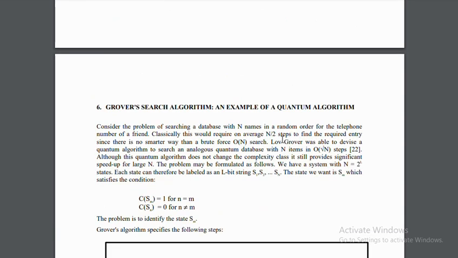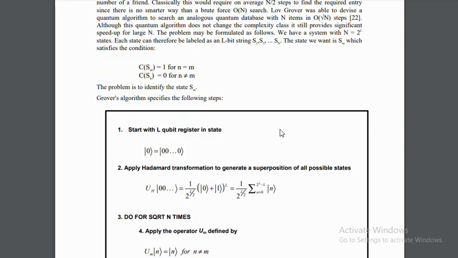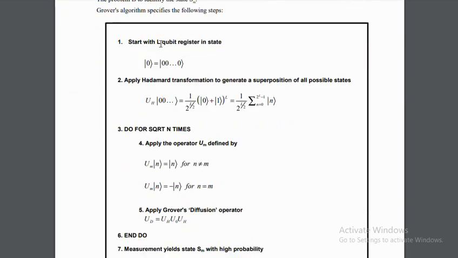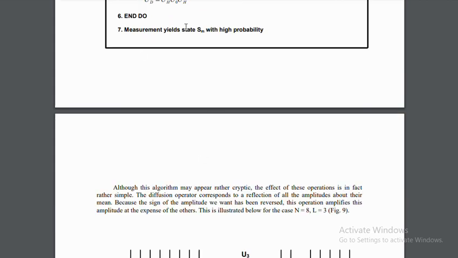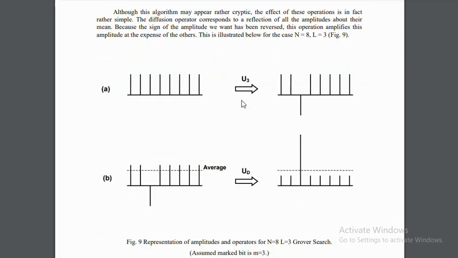So our sixth point is Grover's search algorithm, an example of a quantum algorithm. Here Grover told us about quantum computing. Here's the formula they have given, and you can read it here by pausing the video and see this equation that Grover has given to us. He has given a formula and equations to calculate things on the quantum level.